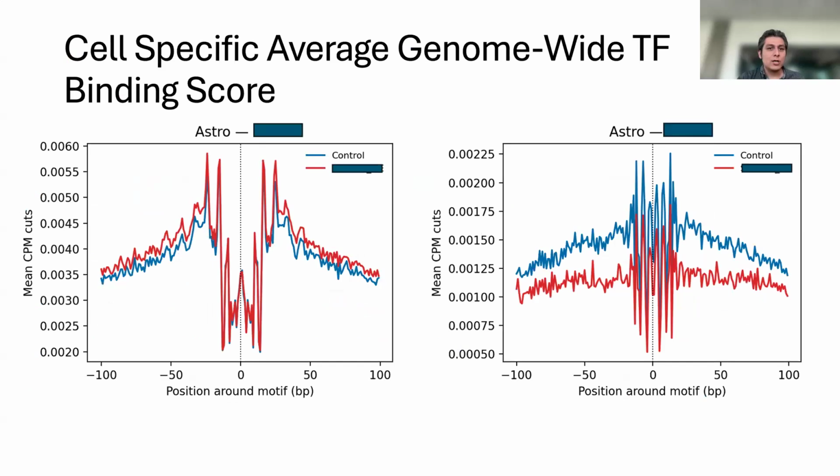One of the last couple of things I wanted to talk about was cell-specific average genome-wide transcription factor binding scores. You might be a little more familiar with these from other tools, but essentially, for a given transcription factor and a given cell type, they take the average binding score that you see at the known motifs where that transcription factor binds, and ask whether there is a difference between your control and treatment groups.